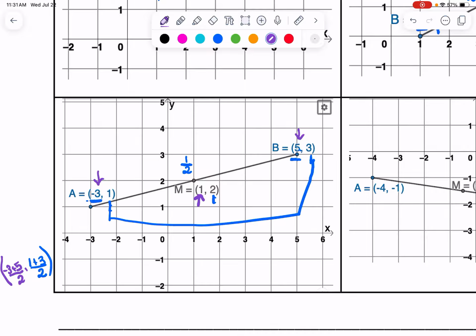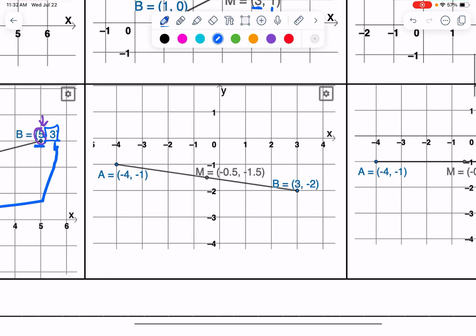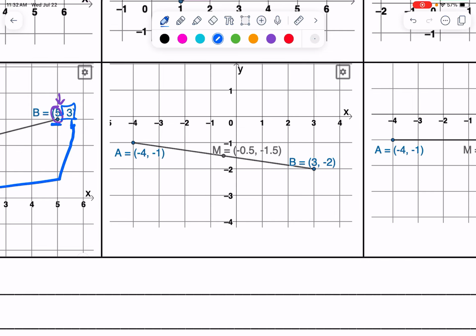So that seems to be working. It's like we're adding the x-coordinates up and dividing them by 2, adding the y-coordinates up and dividing by 2. Let's check it out and see if that works for this one. Ooh, we got decimals this time.